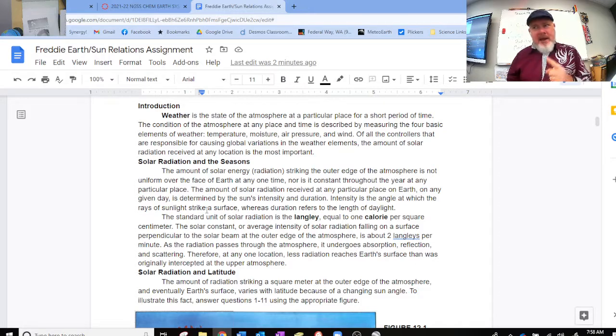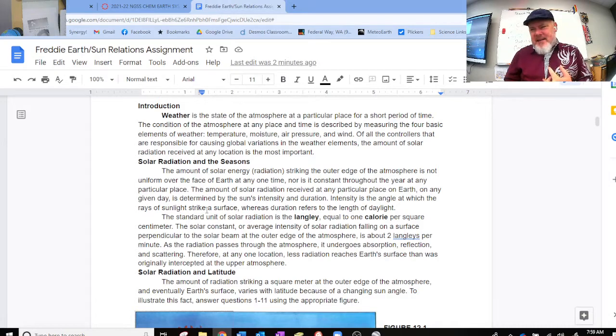Number one, and the most important thing that controls our weather, has nothing to do with the earth. It has everything to do with the sun. The sun is what gives us heat. Without that heat, our atmosphere won't move. So there are two major controls of the weather. The first part is the intensity of the sun, how much sunlight we're getting.